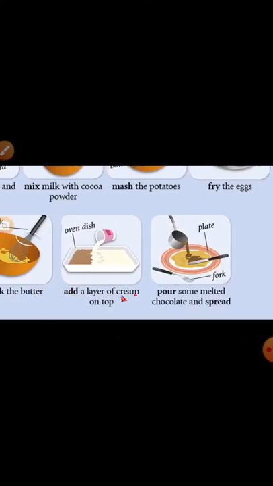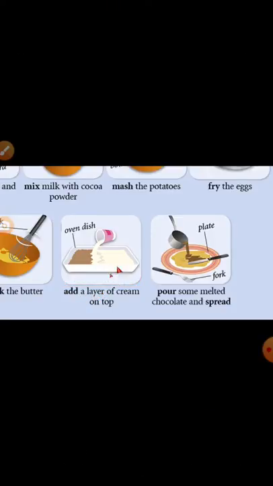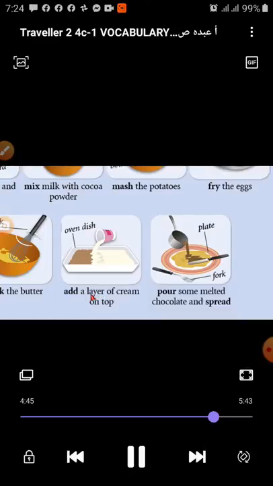Add a layer of cream on top. When you add, you put something on something else. Take care about a layer, not a liar, a layer. A layer is something that covers the surface of another thing. Add a layer, not a liar. Don't say liar. No, it's layer. Layer, layer of cream on top.